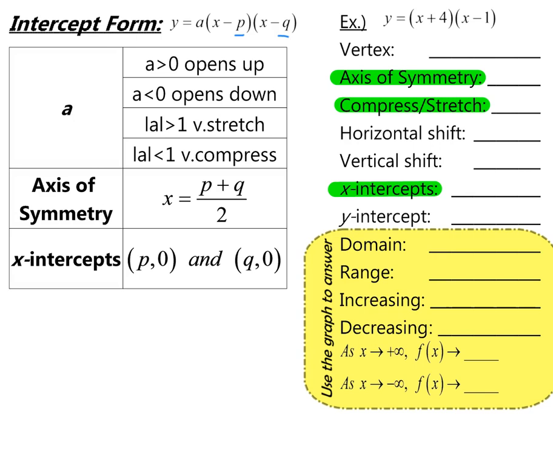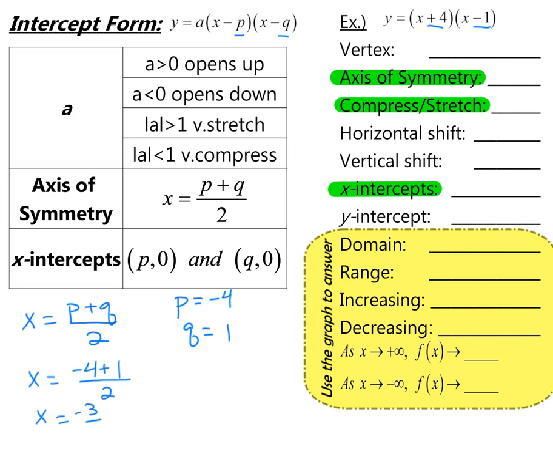So let's go ahead and take a look at this example written in intercept form and pull out the information that we can. So the axis of symmetry, we're going to use the equation x is equal to p plus q over 2. And we have p and q. It doesn't matter which one's which, really. You just have to remember that they are the opposite sign of what you see. So we have p is equal to negative 4 and q is equal to positive 1. So when we substitute those values in here, we have negative 4 plus 1, which is negative 3 over 2. So our axis of symmetry is the equation x equals -3/2.